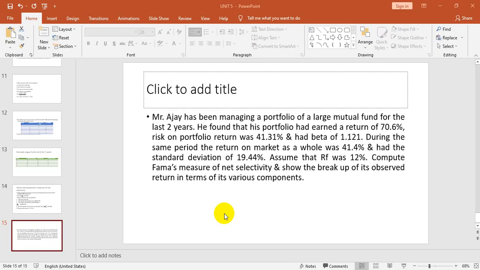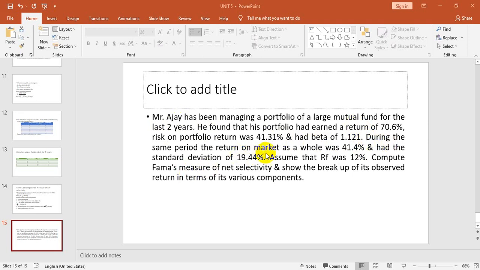Mr. A has been a fund manager and has been managing a portfolio for the last 5 years. He found that his portfolio has earned a return of 81.2, so your RP is 81.2. Risk on portfolio return was 41.31, so standard deviation of P is 41.31, and it had a beta of 1.231.